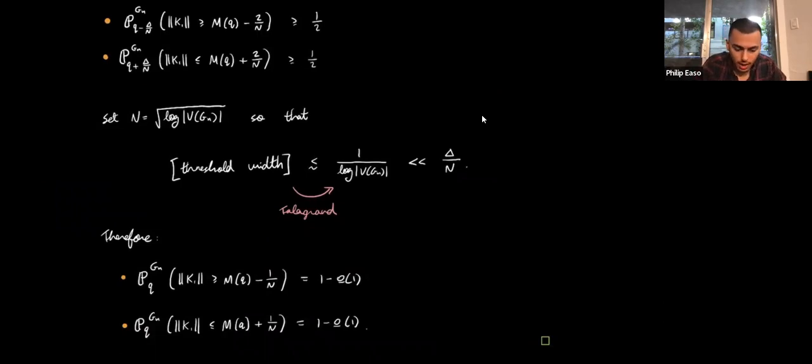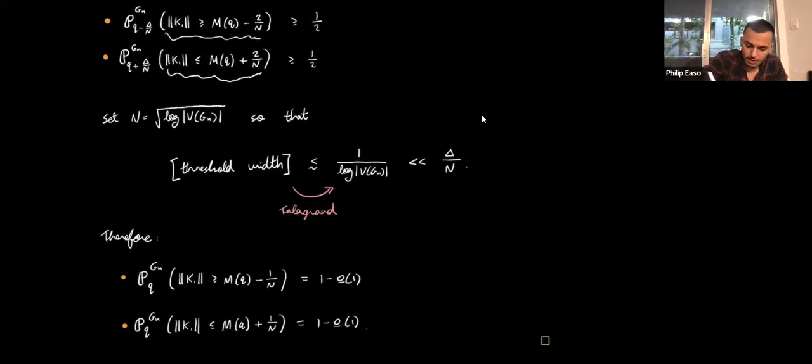So we choose our capital N to be root log of the number of vertices. So something much more than log, much less than log. Because that way we know that for any automorphism invariant event, increasing event, like for example this event or this event (the first one's increasing, the next one's decreasing), they're automorphism invariant, so their threshold width is at most order 1 over log the number of vertices. And that's much less than delta over N, because of our choice of N.